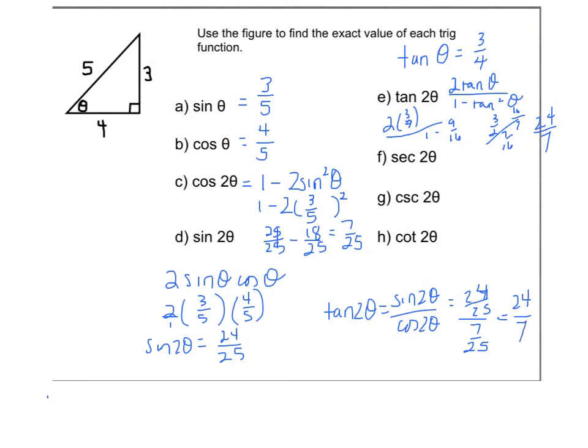And so that's what we're going to do on the secant, cosecant, and cotangent. Secant is just 1 over cosine of 2 theta. Well, cosine of 2 theta is 7/25, so this is going to be 25 over 7. The cosecant is going to be 1 over sine, so it's going to be 25 over 24. And the cotangent is going to be 1 over tangent. So if tangent 2 theta is 24 over 7, then cotangent is going to be 7 over 24. And so that's how you do that. So we did like 8 of these problems using one triangle, using all of the relationships that we know between each one of these.